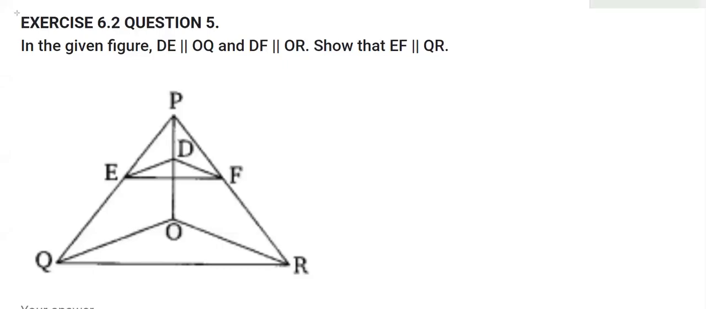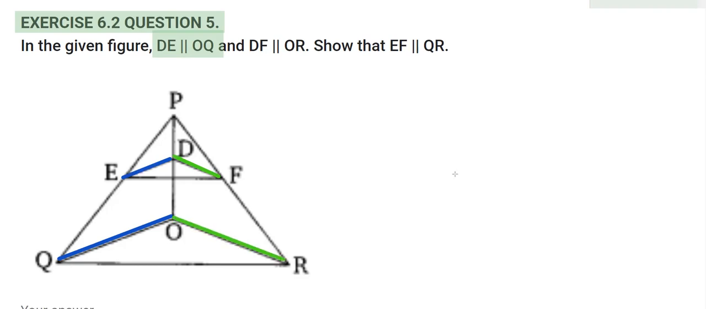We are now on question number 5, exercise 6.2. What's the information given first? There is a figure, as you can see below, where DE is parallel to OQ. So let's highlight the points I'm talking about. This is DE, and it is given parallel to OQ. Further, on the other side, line DF is given parallel to this side.